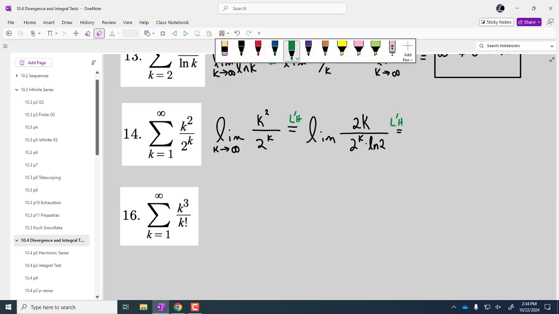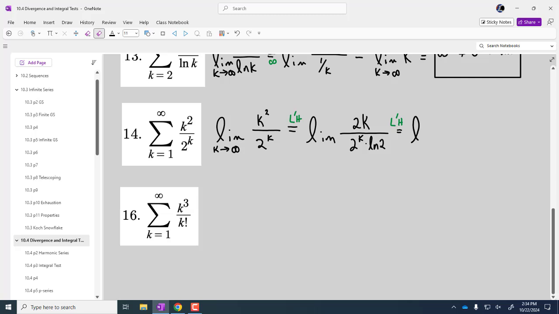So the derivative of the numerator is what? 2. Derivative of the denominator is? Something with k in it. 2k times natural log 2. You don't have to do natural log any more. What Daniel said is exactly right. What Harrison said is marginally right.